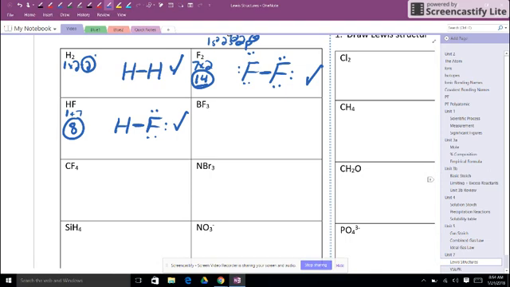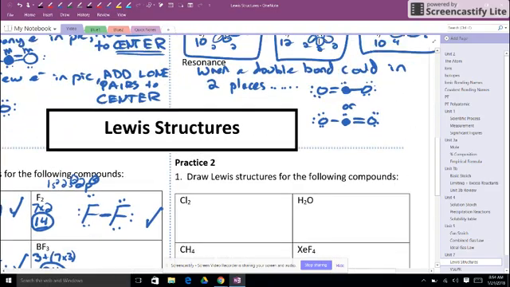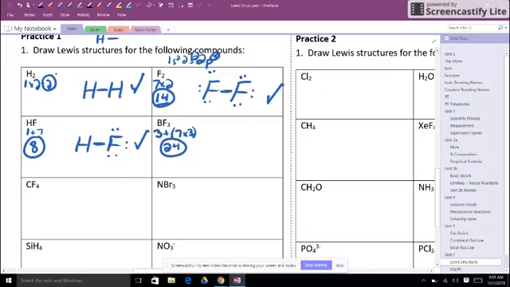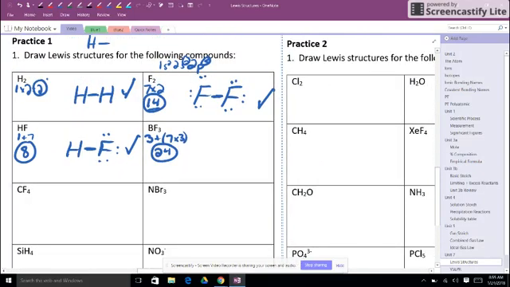Okay, next, we have boron trifluoride. Boron has 3 valence electrons. Fluorine has 7, times 3. So we get 24 valence electrons in this molecule. Now we need to remember that boron is one of our other main exceptions. We saw up here in our picture that boron has 3 valence electrons and would really love to share another 3 to match these up. So boron wants 6 valence electrons total.